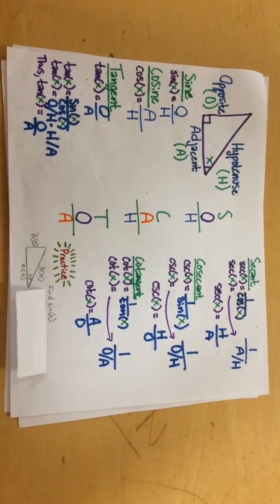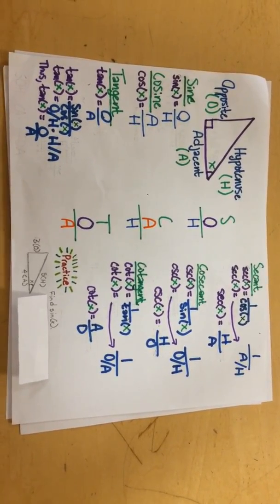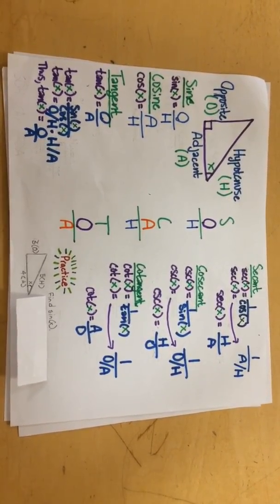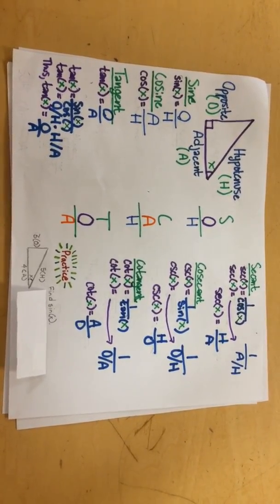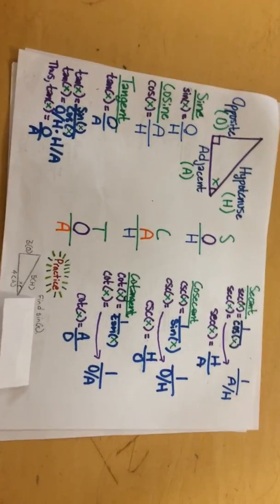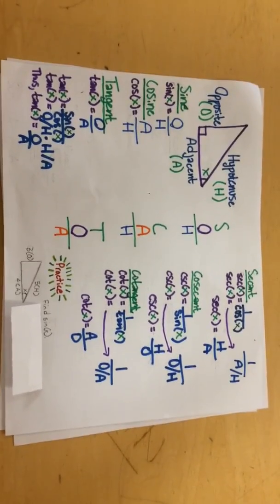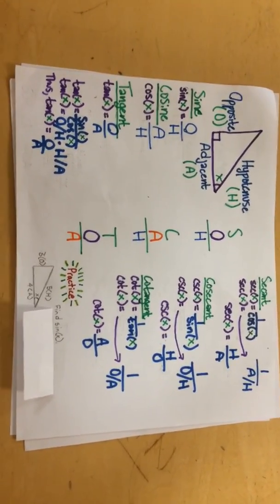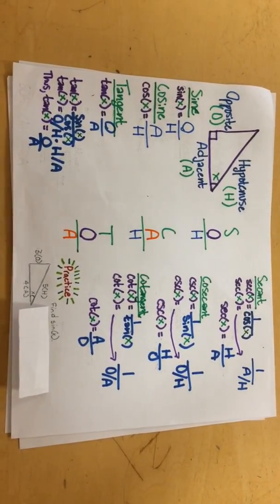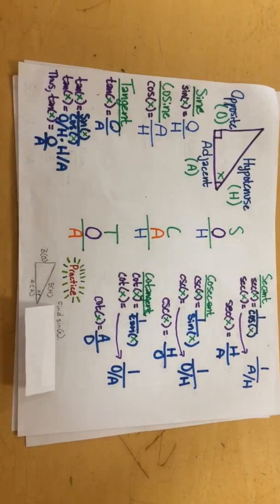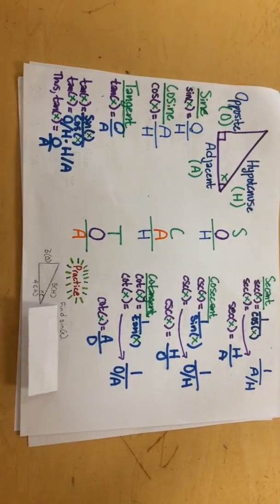Sine is the ratio of opposite over hypotenuse. Cosine is the adjacent over hypotenuse. Tangent is sine over cosine, so it is opposite over adjacent. Secant, the reciprocal of cosine, is hypotenuse over adjacent. Lastly, cotangent, which is tangent reversed, is adjacent over opposite.